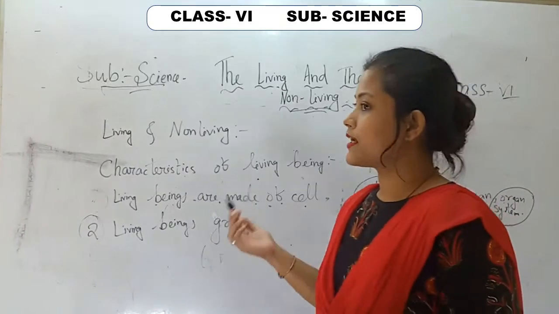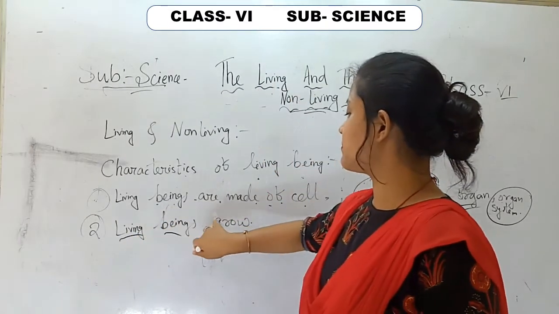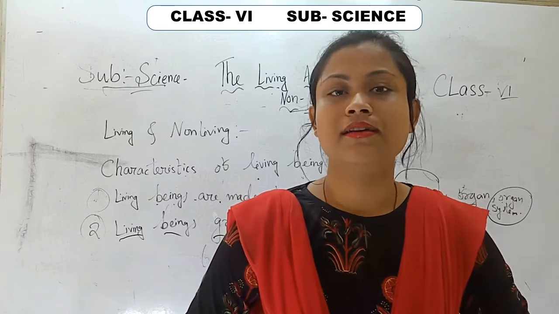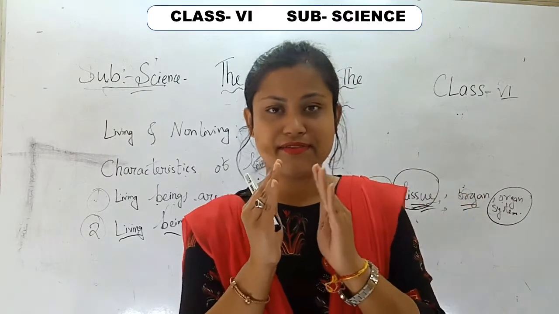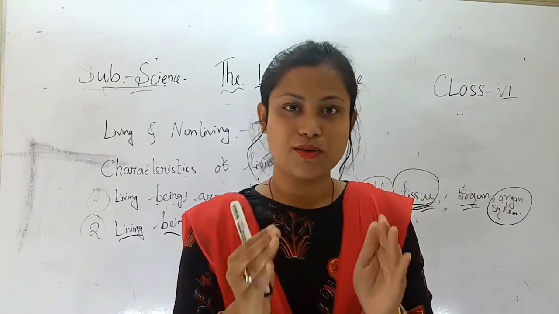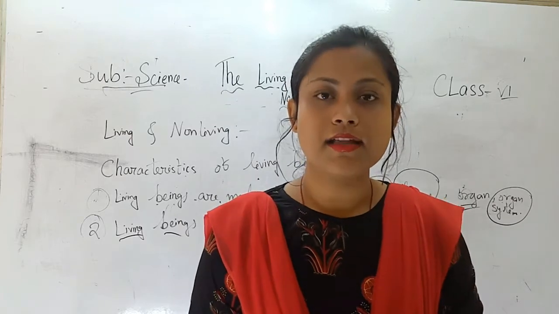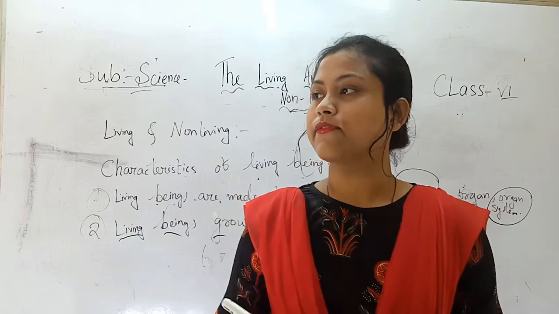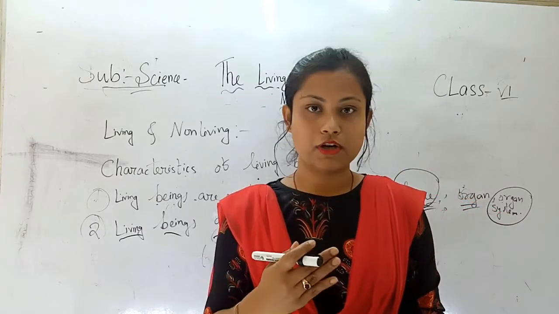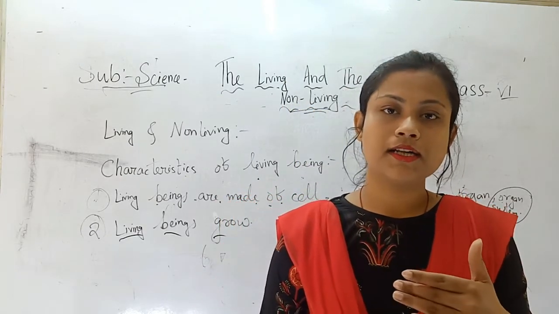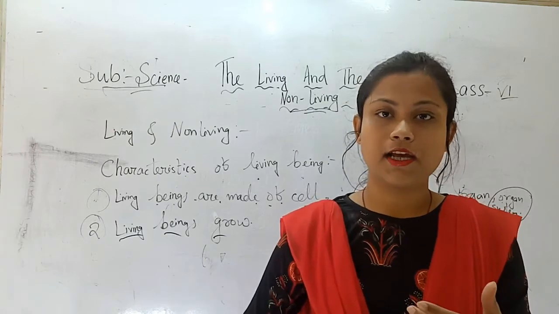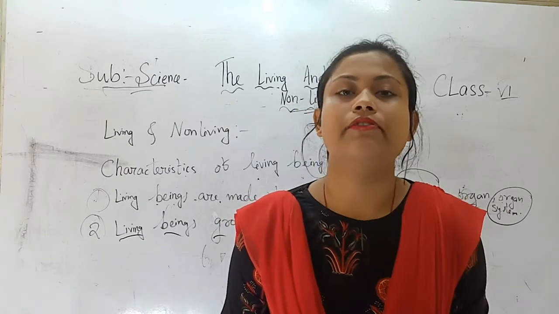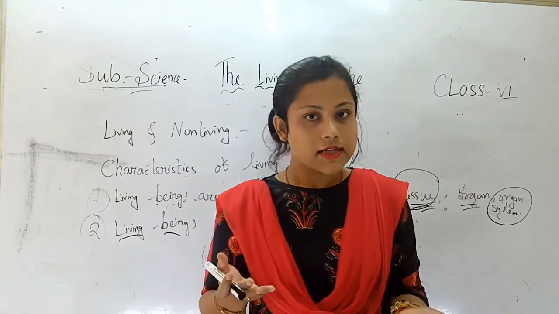Our next characteristic is that living beings grow. As we all know, we are born very small. Then after some years we are growing. Yes or no? After some days what do we become? A toddler. After that a child, after that a kid, and then an adult, and then slowly we become old, and after that we will die. Yes, this is life.